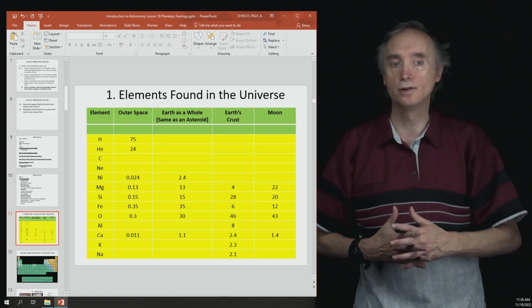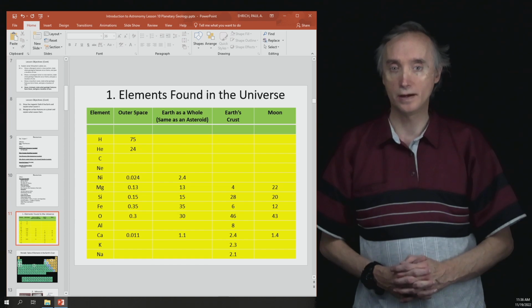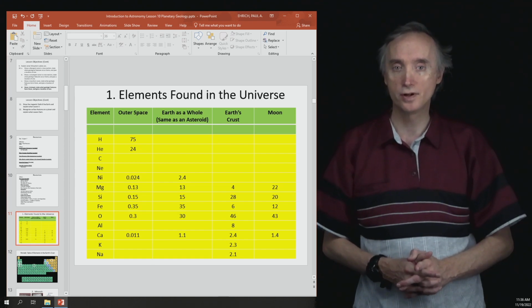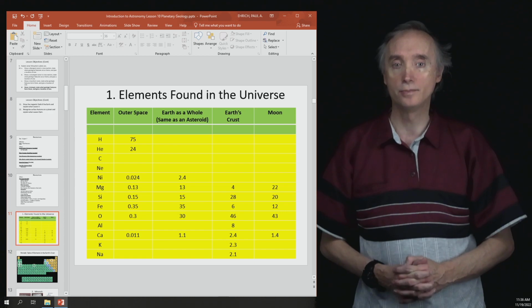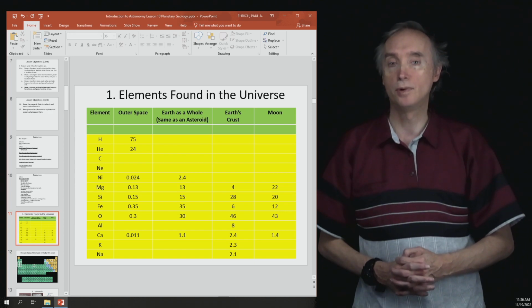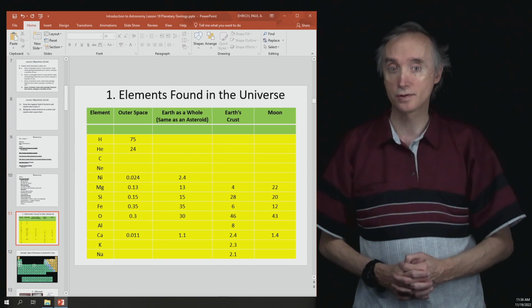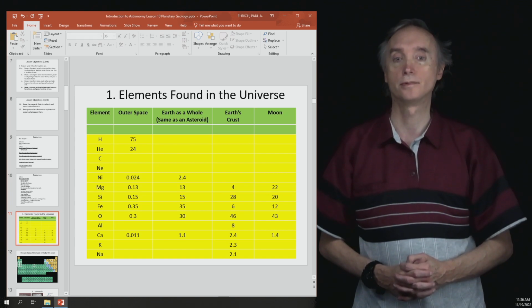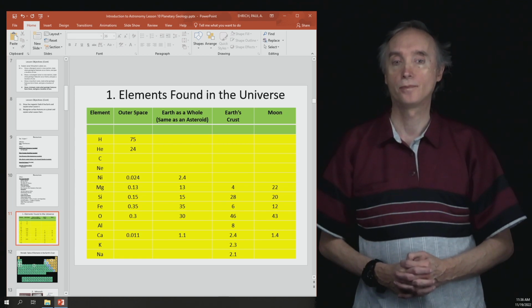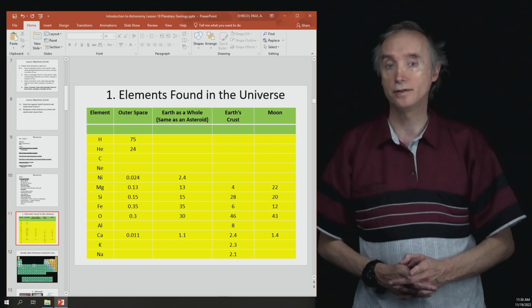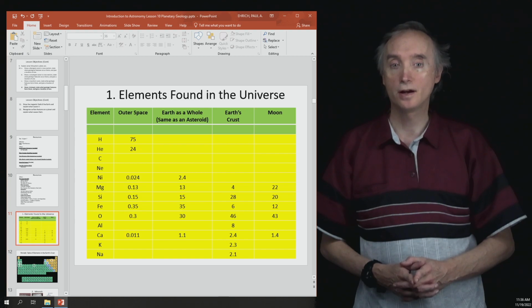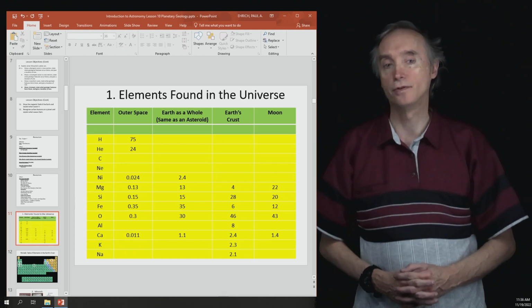Okay, now let's look at what the Earth is made of. Again, look through those numbers in that third column and find the most abundant elements found inside the Earth. You will notice that the most abundant element is iron at 35%, then oxygen at 30, then silicon at 15, and then it gets smaller after that.